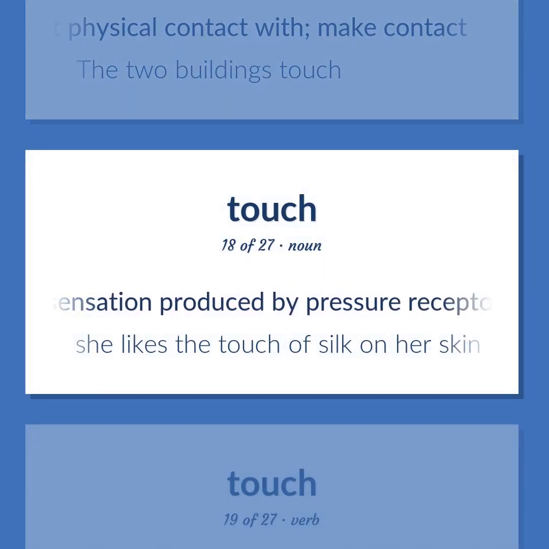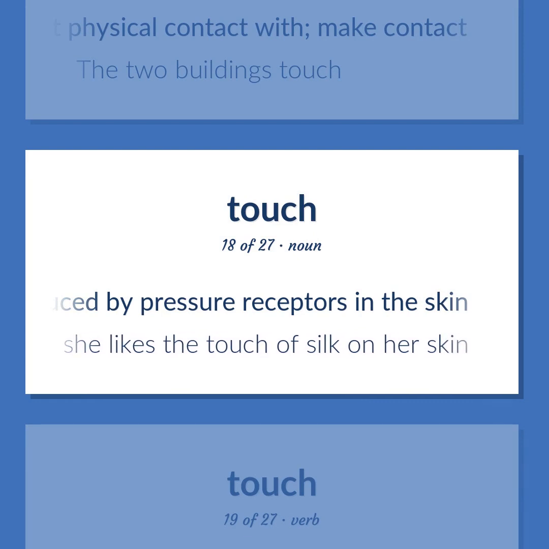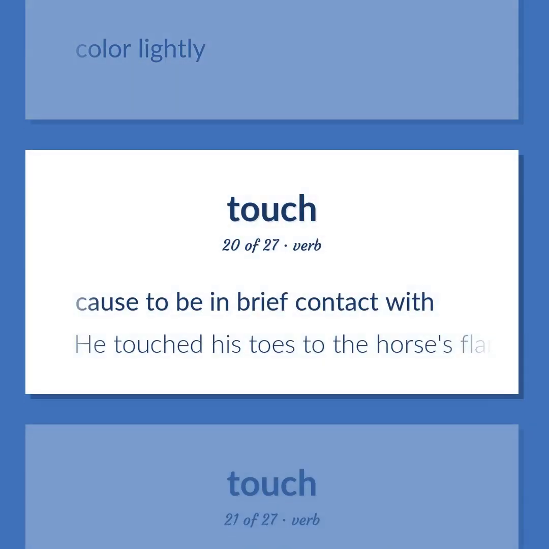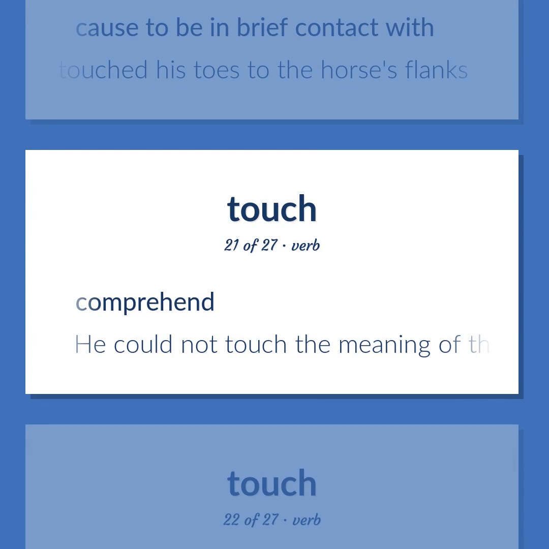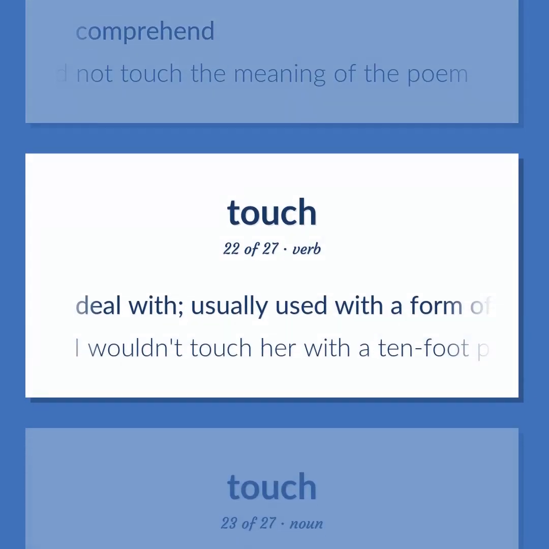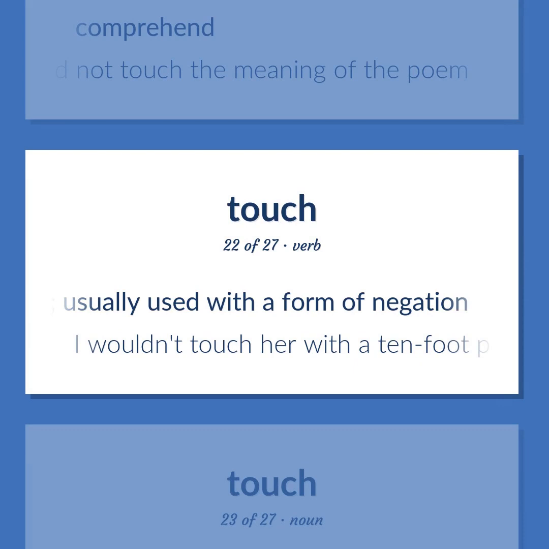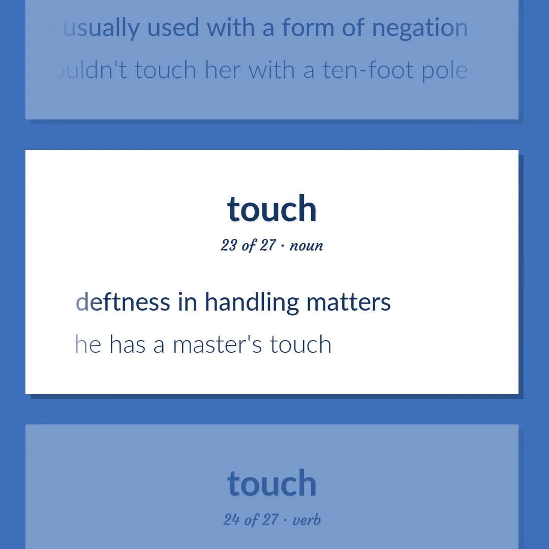The sensation produced by pressure receptors in the skin. She likes the touch of silk on her skin. Color lightly. Cause to be in brief contact with. He touched his toes to the horse's flanks. Comprehend. He could not touch the meaning of the poem. Deal with. Usually used with a form of negation. I wouldn't touch her with a 10-foot pole. Deftness in handling matters. He has a master's touch.